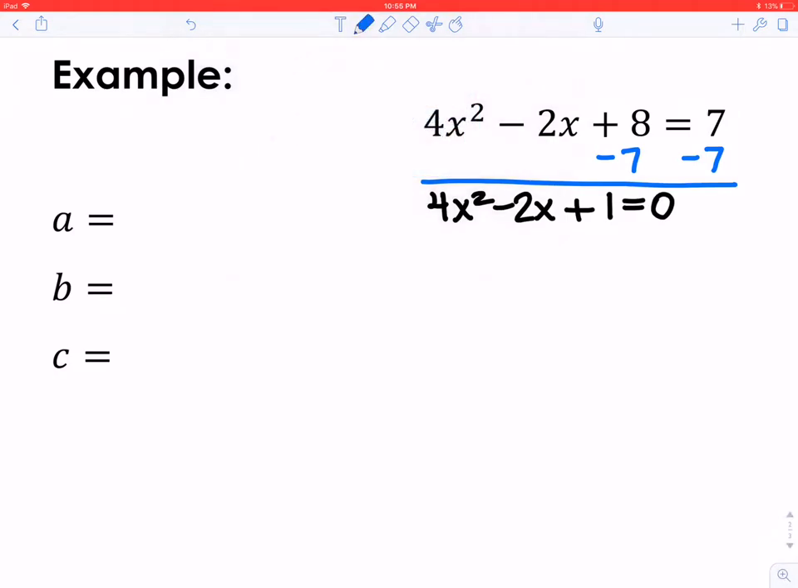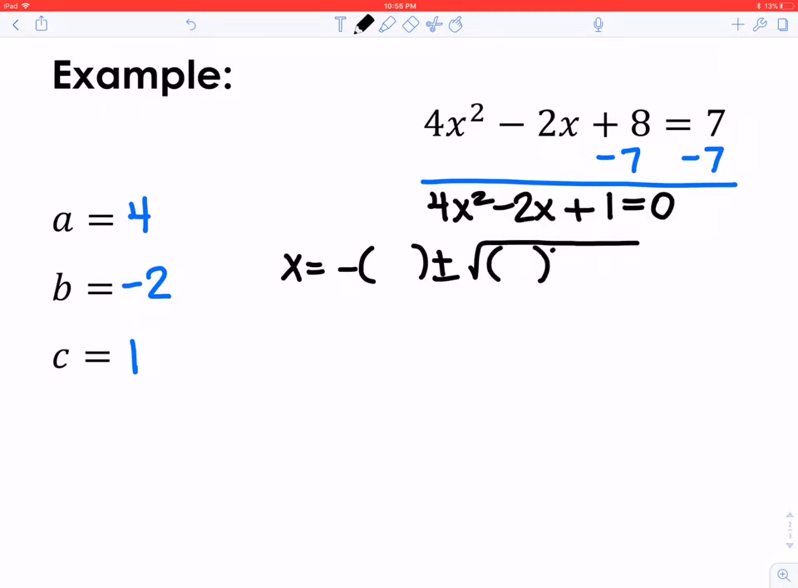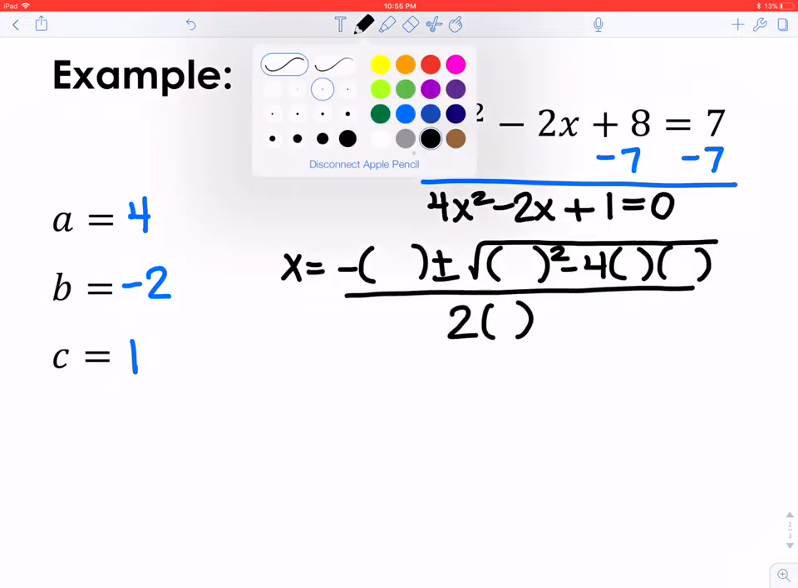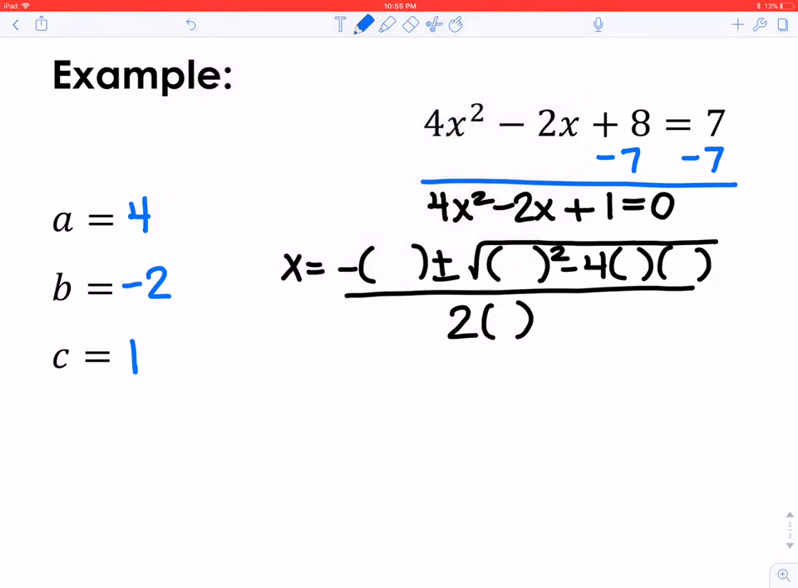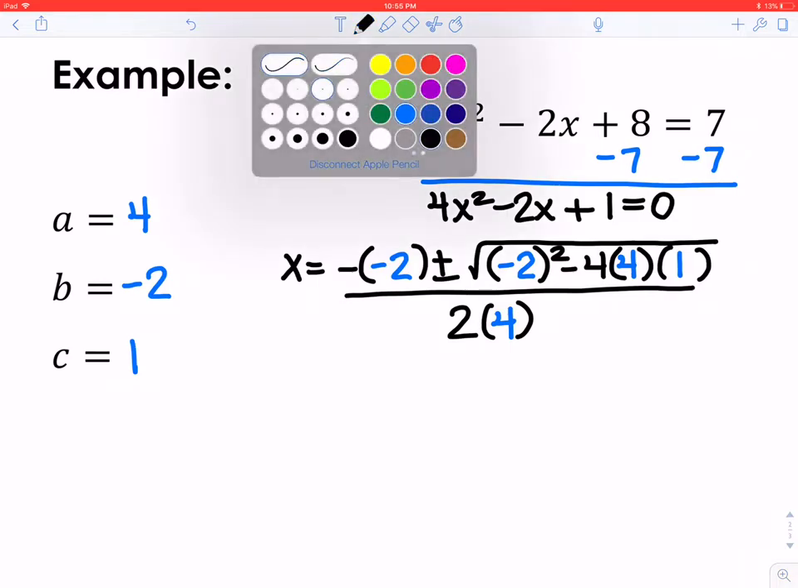And now we can identify a is 4, b is negative 2, and c is 1. Okay, using our quadratic formula, x equals negative b plus or minus the square root of b squared minus 4 times a times c, all divided by 2a. And then let's go and substitute our values. We know our b is negative 2. A is 4. C is 1. And our a is 4. Okay, and then let's clean that up.